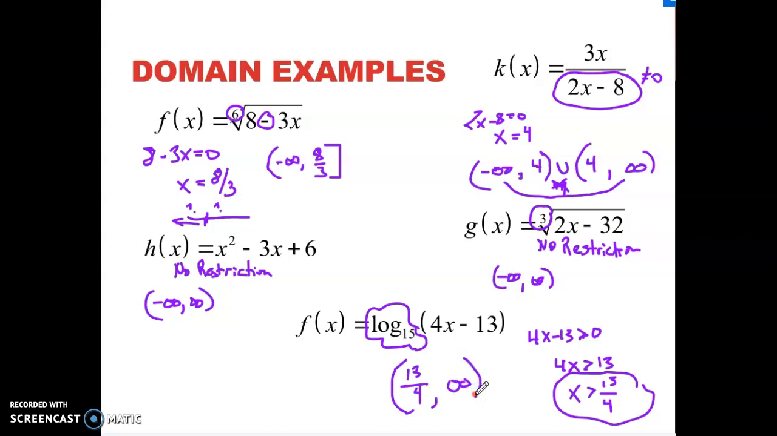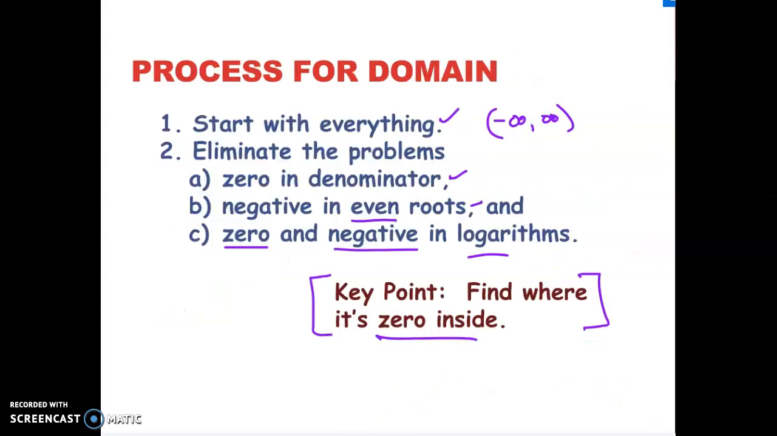So those are our examples of domains. Again, what I want to emphasize is that I'm going to start with everybody and then eliminate all the things that make 0 in the denominators, make negative in the even roots, and 0 or negative in the logarithm. So I want to start with everybody and then find when it doesn't work. And you noticed every time I was trying to work this, I was trying to find what made 0 inside.